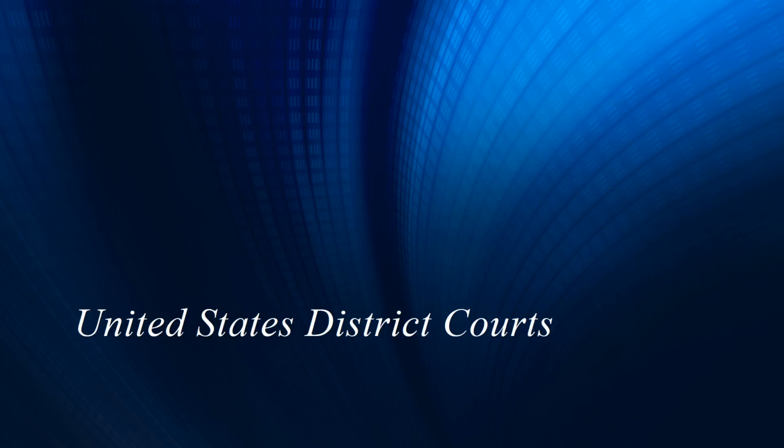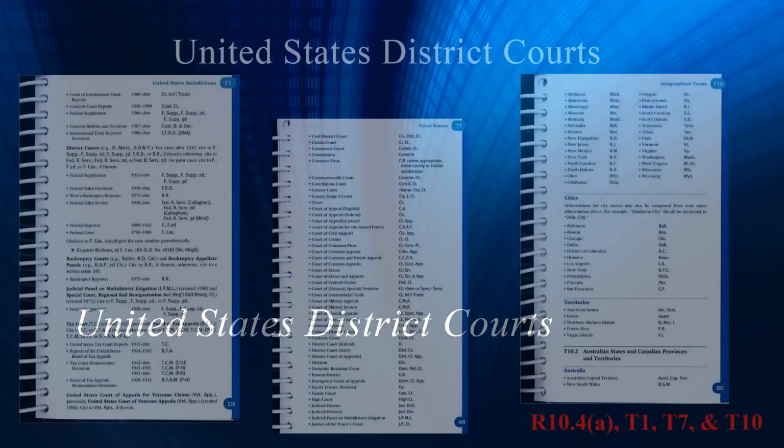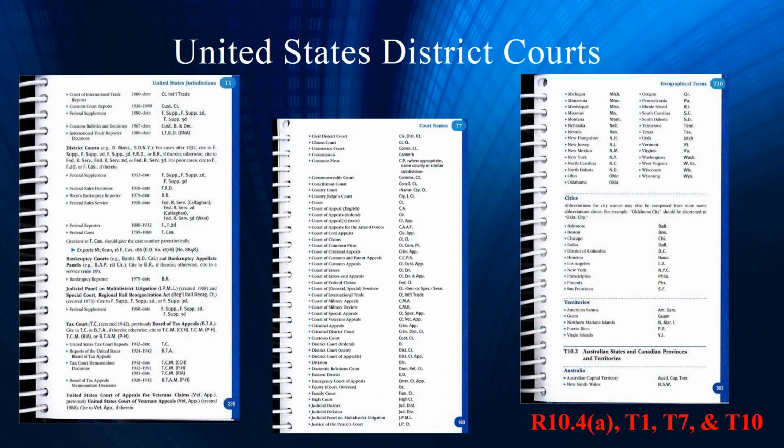Now let's look at citation of the United States District Courts. Information on how to cite to an opinion by a U.S. District Court is found in Rule 10.4(a) and Table 1. In most instances, your citation will be to the Federal Supplement or Federal Supplement Second. You will also need to identify which U.S. District Court made the decision. Information about how to abbreviate the court is found in Tables 7 and 10.